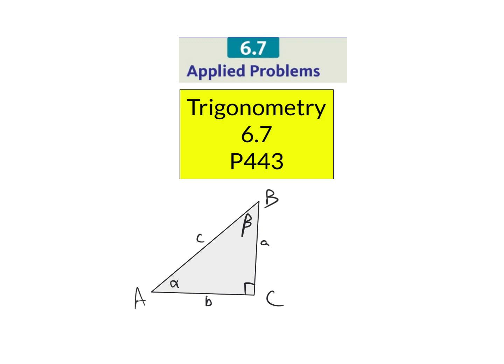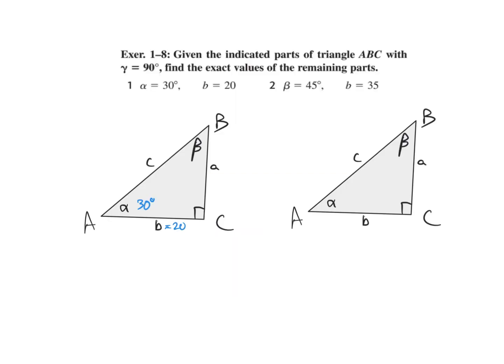our SohCahToa stuff. So get your calculators ready, your scientific calculators, because you're probably going to need them. So let's go ahead and get started. Given the indicated parts of a triangle ABC with lambda, I guess, is 90 degrees. That would be the 90-degree angle there. Find the exact values of the remaining parts.